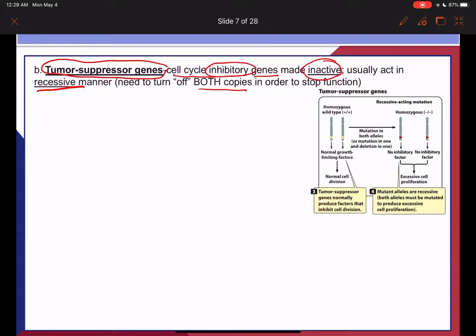For example, here you have a wild type homologous chromosome carrying the same normal growth limiting factor gene, let's say. If only one of them acquires a mutation that makes that normal growth limiting gene no longer functional, that's only turning off one copy. There's that other copy of wild type that can still do its job. And if we want to really turn off all inhibition of cell cycle progression, we need to turn off both copies of the gene, the alleles in the homologous chromosomes. That way, both of the genes do not have inhibitory factor, and that can lead to excessive cell proliferation.